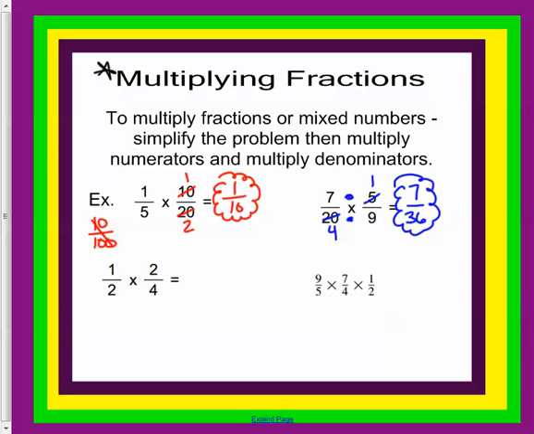Down here I have 1/2 times 2/4. If I look at this one, 1/2 is simplified but 2/4 is not. I can simplify the 2 and the 4 and get 1/2. Now that I have 1's all in my numerators, I really can't simplify any further. Even across is not going to work. So 1 times 1 is 1, and 2 times 2 is 4, so I'm left with 1/4.